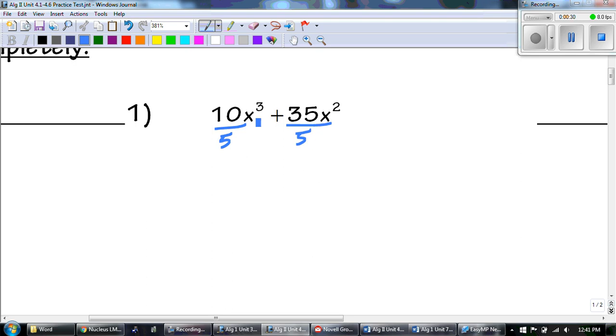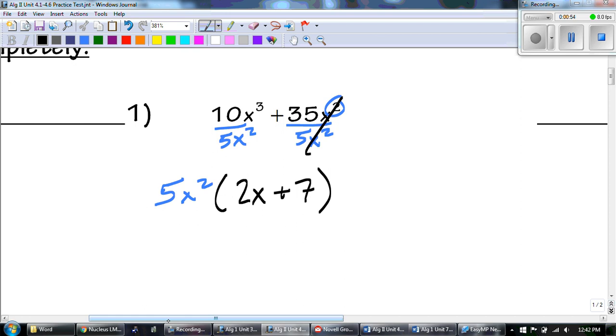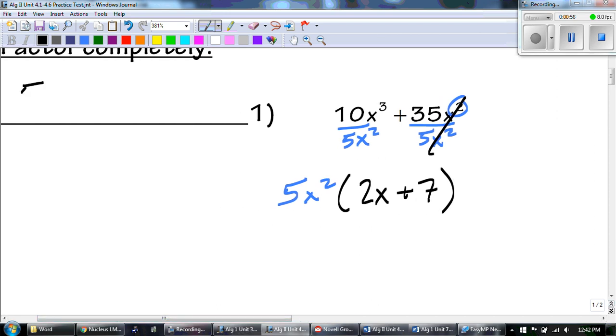Good, it's a 5, and then they both have x's, and the smallest one is x squared. So I can factor out a 5x squared that goes out front, and then I divide everything else out. 10 divided by 5 is 2. X cubed divided by x squared is x. 35 divided by 5 is 7, and my x's cancel. So my final answer, I have to have that GCF out front, the 5x squared, and then I have 2x plus 7.